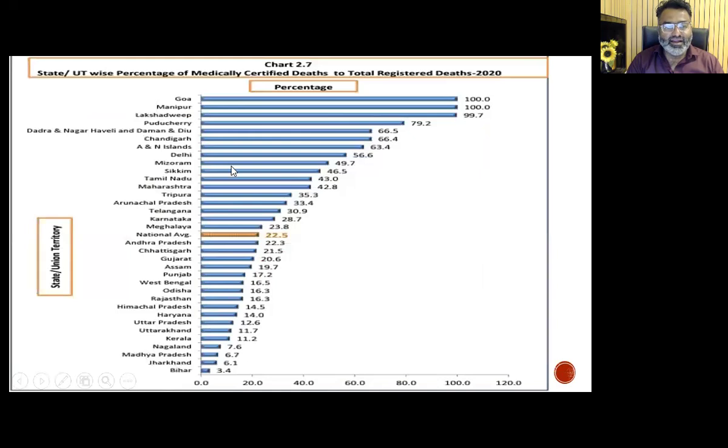And this is the data of different states. This is the state-wise percentage of medically certified deaths. The national average is 22%. Maharashtra, it is 42.8%. Goa, it is 100%. And surprisingly, I found Kerala, which leads in all other statistics, but here it is lagging behind the national average. So training is very important as far as certification of cause of death is concerned.